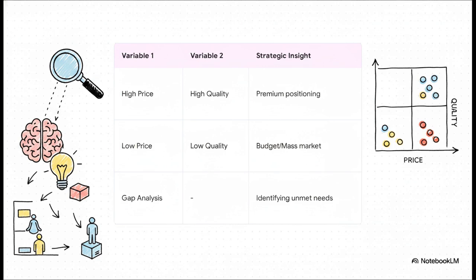Plotting competitors on this grid reveals distinct clusters. You might find a heavy cluster in the high-price, high-quality quadrant, which obviously indicates premium positioning. Or maybe a cluster in low-price, low-quality, showing a budget or mass market focus.